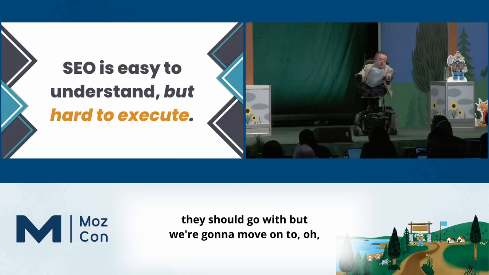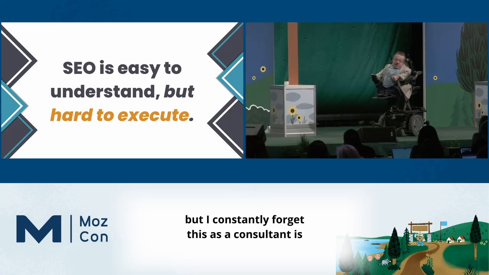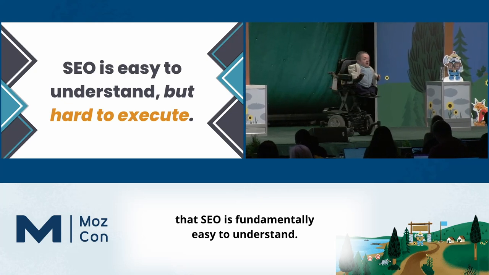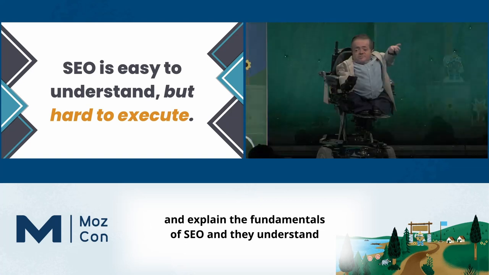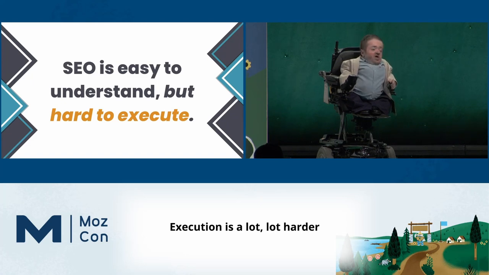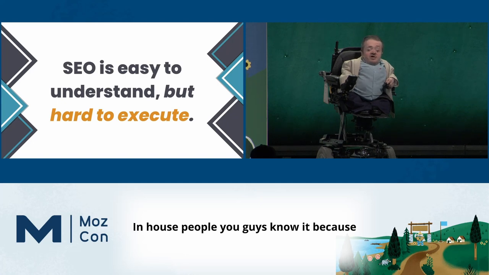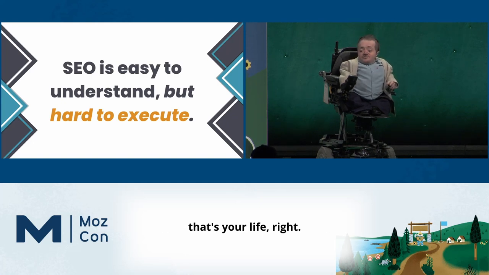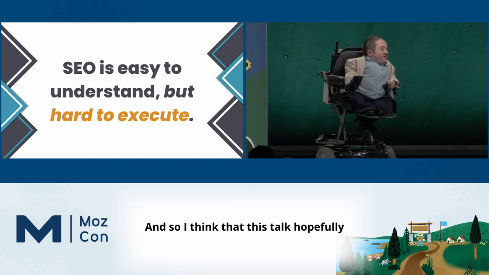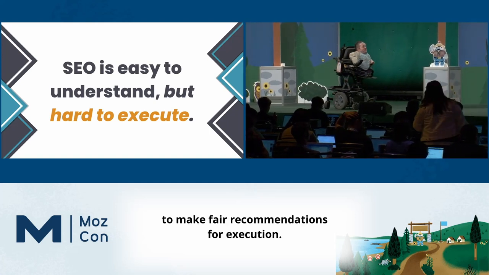But we're going to move on to the big lesson from this, though, for me, and this is something I always knew, but I constantly forget this as a consultant, is that SEO is fundamentally easy to understand. I can sit down with a client in an hour and explain the fundamentals of SEO, and they understand why they need to do each thing and how it connects to the bigger picture, right? Execution is a lot harder. And as a consultant and sometimes agency people, we forget that. We forget how incredibly difficult it is to execute the recommendations that we make. In-house people, you guys know it because that's your life, right? But we forget that a lot. And so I think that this talk, hopefully, will help us understand easier ways to make better recommendations for execution.